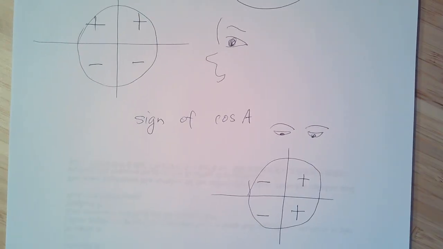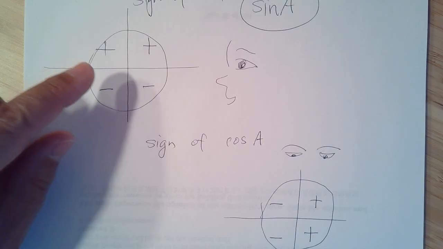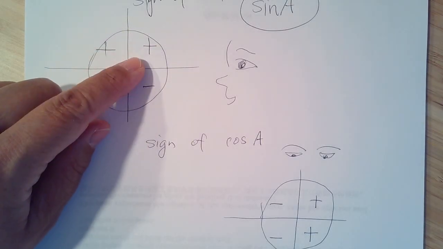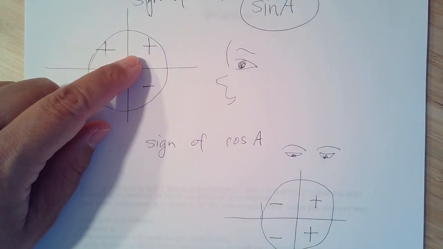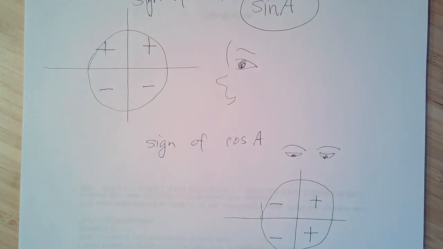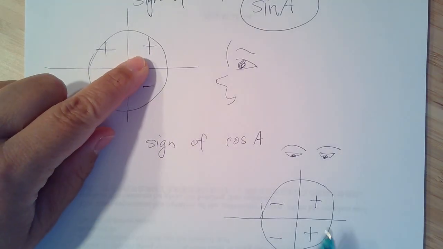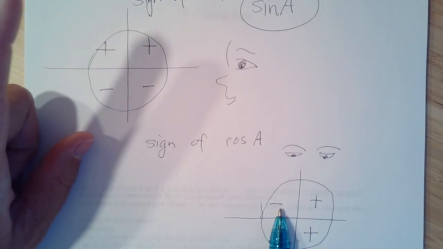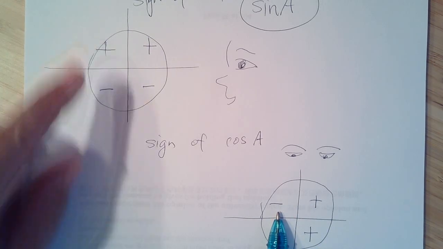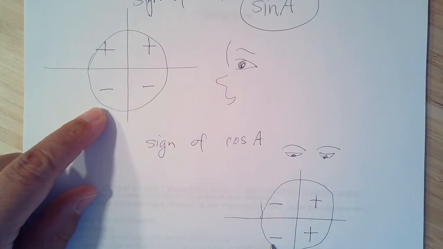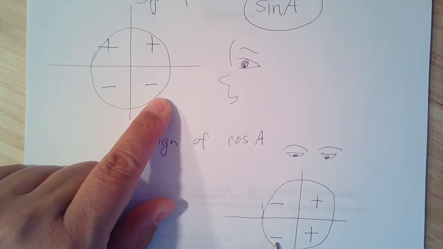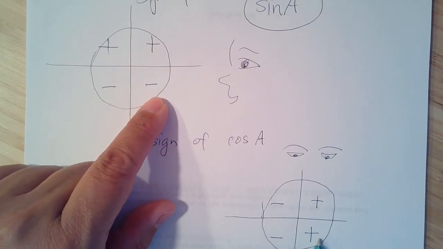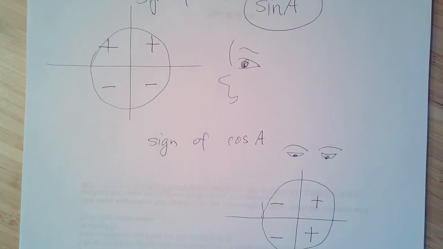Now I want you to look at this. If the angle's terminal line is in the first quadrant, you get a positive sine, positive cosine. Second quadrant, you get a positive sine, negative cosine. Third quadrant, negative sine, negative cosine. And the last one, the fourth quadrant, you get a negative sine and a positive cosine. Sounds interesting, isn't it? All right.